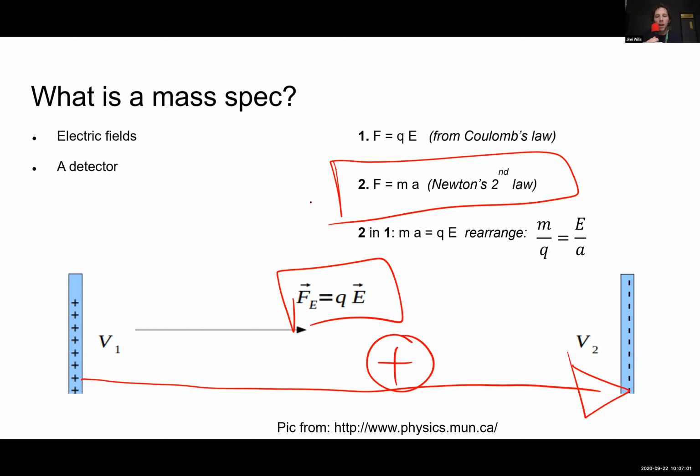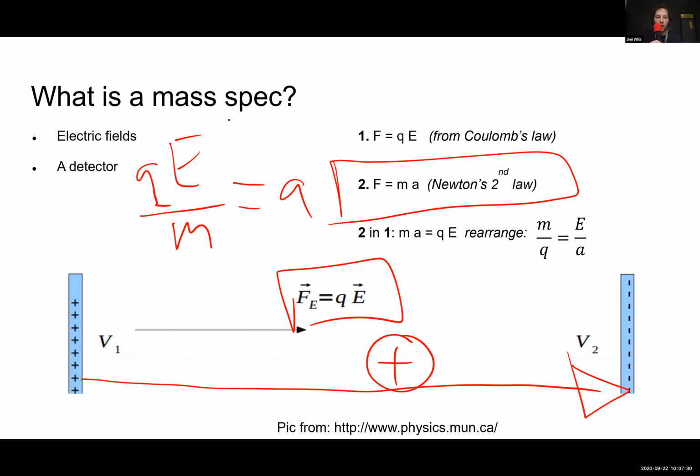So a thing will, let's rearrange it, right? So what it really means is F over m equals a. So a thing will accelerate when you put a force on it in inverse proportion to its mass. And the force that you're putting on it is QE. So we can replace that with QE.